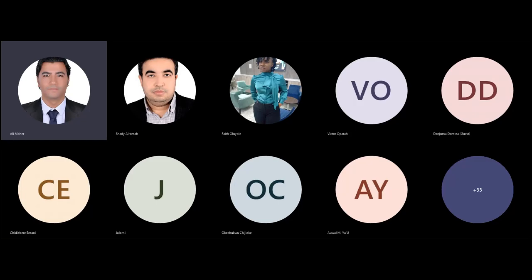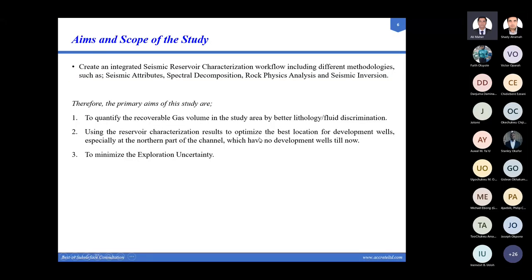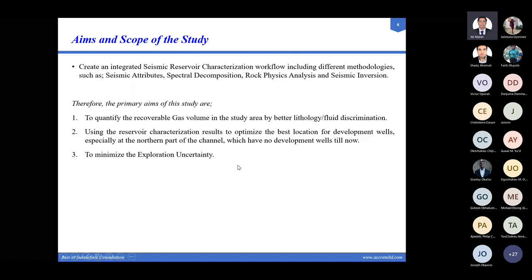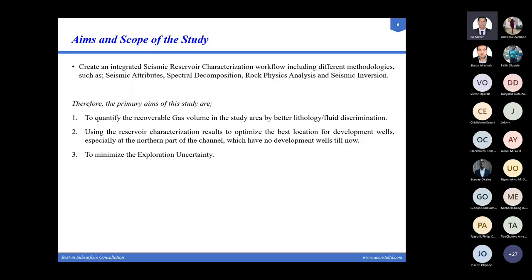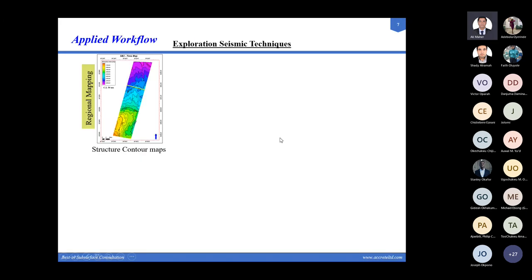Better discrimination for the solution and the fluid, then you will get the best location for development wells or even exploratory wells. It depends on the area of interest. And the third one is to minimize the exploration uncertainty, because if you are in an exploration phase, you have to minimize the exploration uncertainty so that you can pick where is the best location to hit in your exploration phase. So we'll go the first thing, which is the exploration seismic techniques.